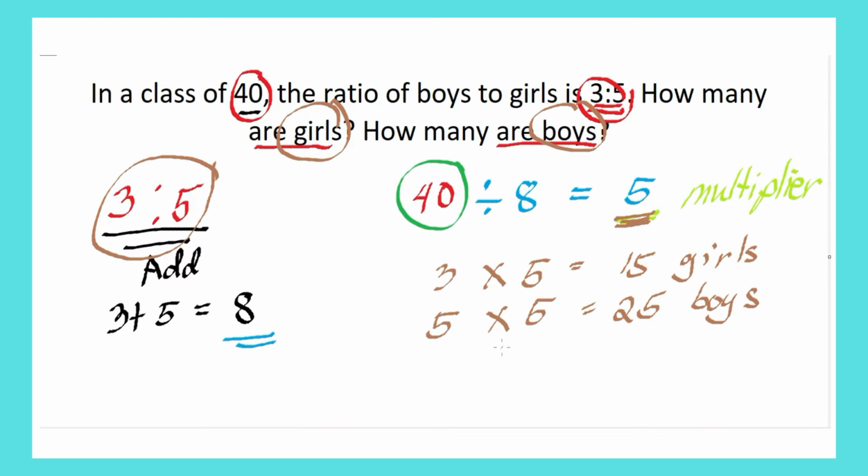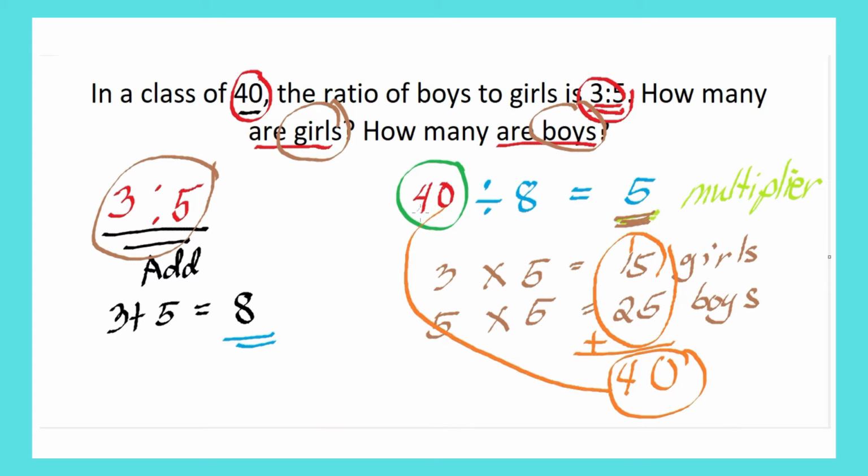So let us check if our answer is correct. Because you need to check it. If you're not going to check it, there will be a possibility that your answer is wrong. So let's just get these answers and add. So 15 plus 25, we got 40. That is the total number. So 40, our answer is correct.